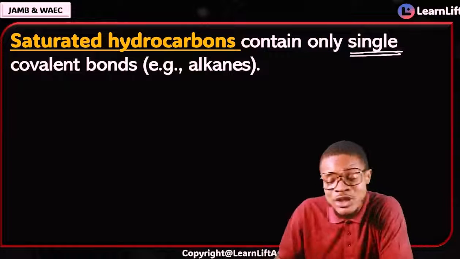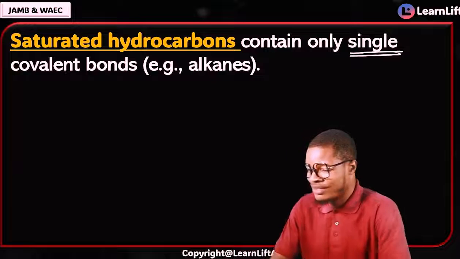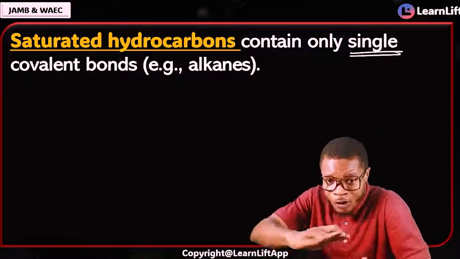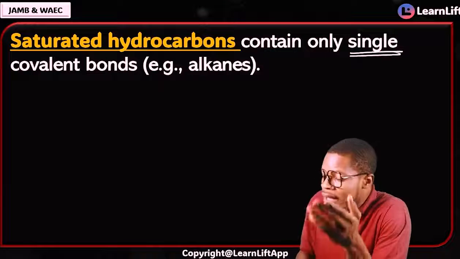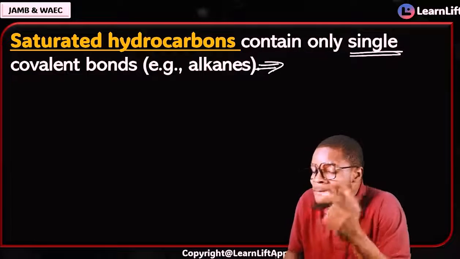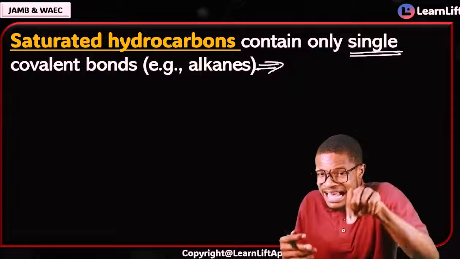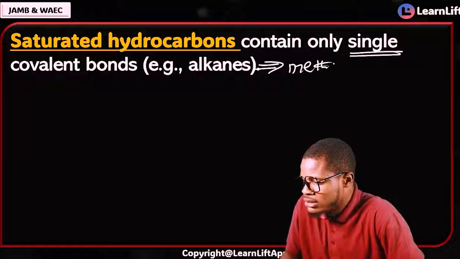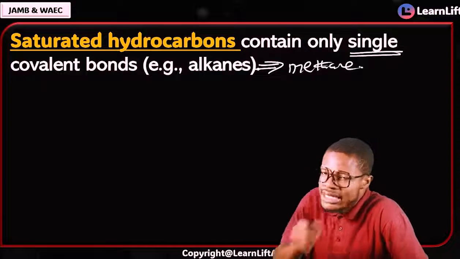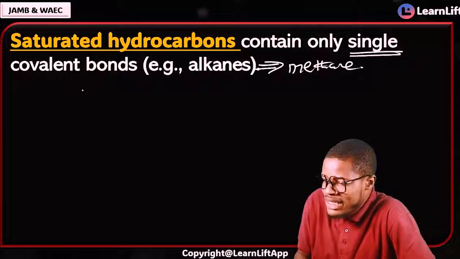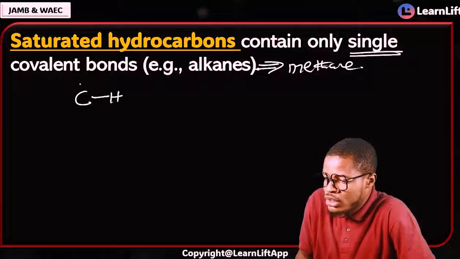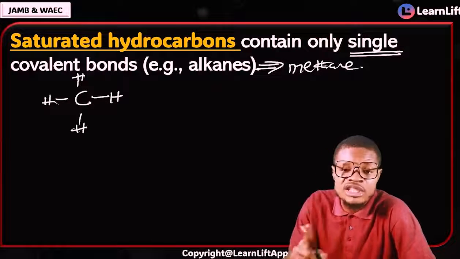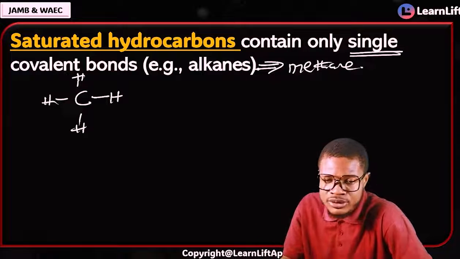A good example is your alkanes. When you hear alkanes, don't worry, as we move, I'll treat all of them. Alkanes have their own members. One of the members of alkanes is called methane. Now, what is the structure of methane? Methane is carbon to hydrogen, to hydrogen here, to hydrogen here, to hydrogen here. If you watch, there's nothing like a double bond. All of them are single bonds.